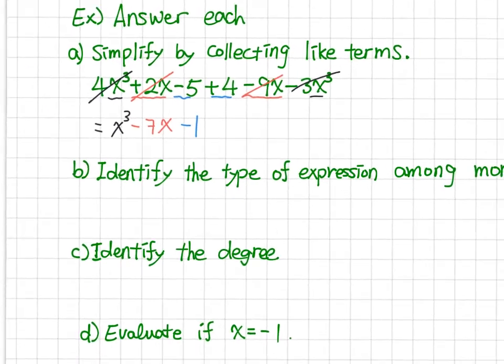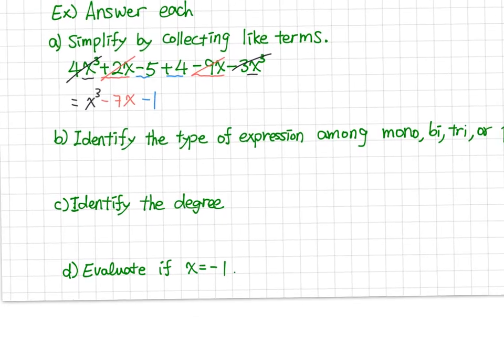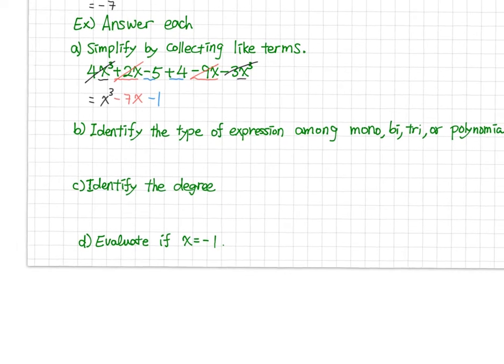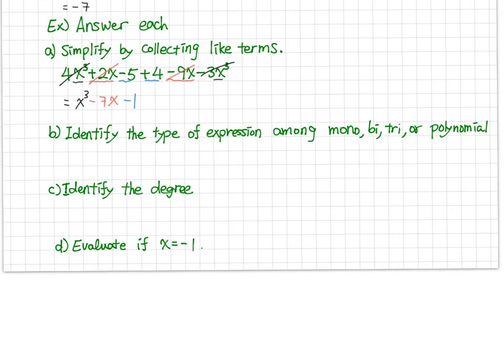Now, then identify the type of expression among mono, bi, tri, or polynomial. Now, again, remember, when you are identifying what type it is, you have to collect the like terms first. So this is the result of collecting the like terms. So we have 1, 2, 3 terms, so it's called trinomial.